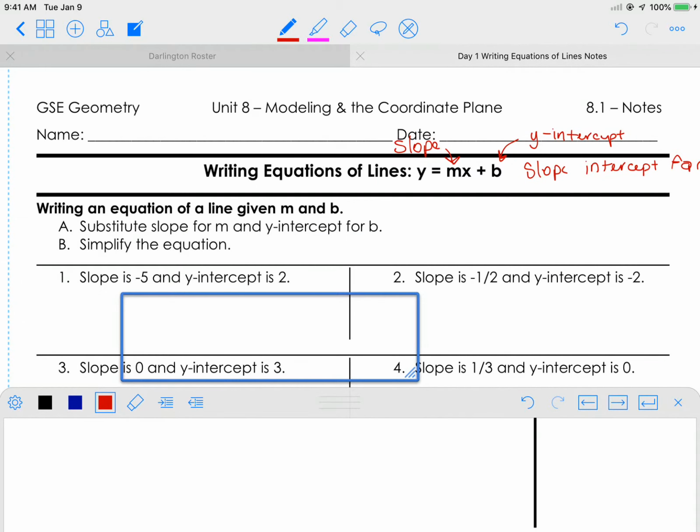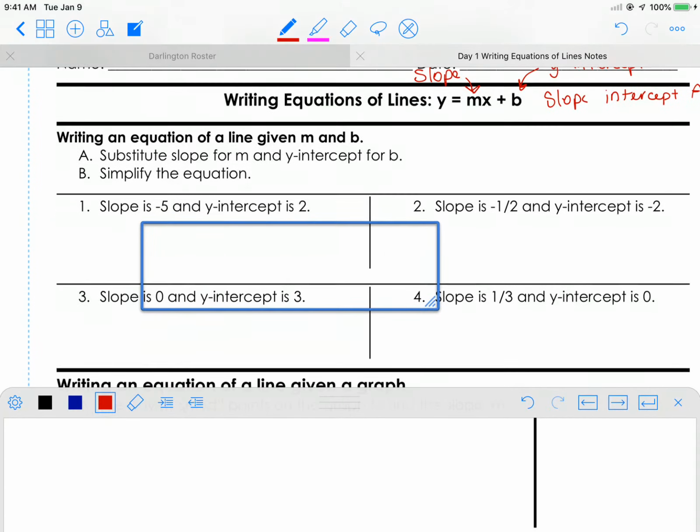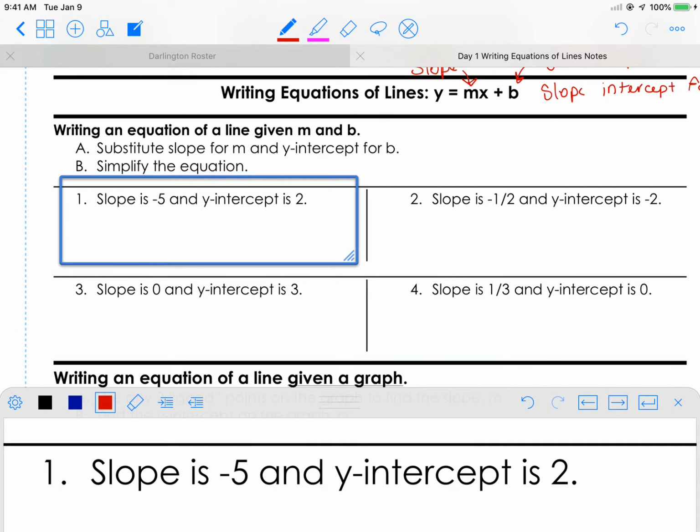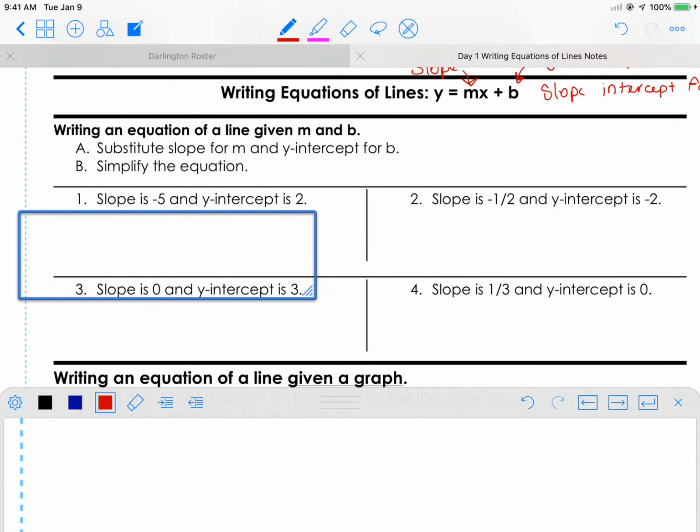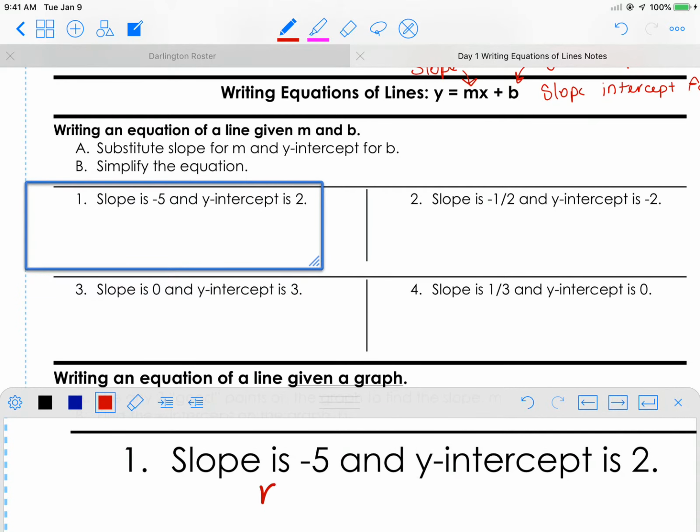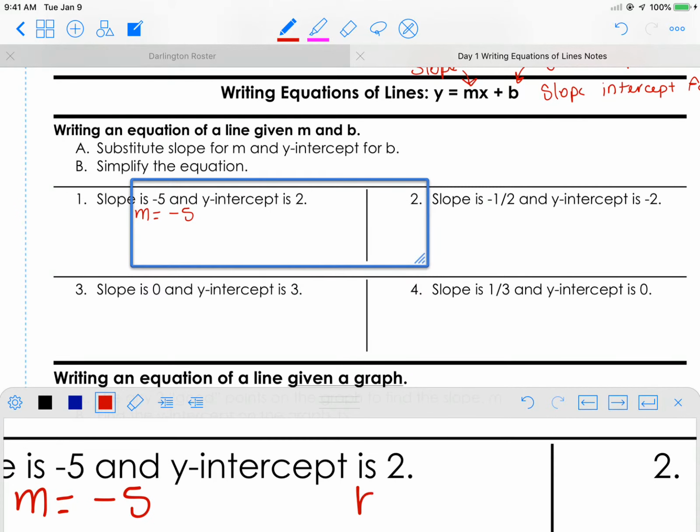Okay, and first off, we want to write an equation, and we're given the slope and the y-intercept. So we're going to take our equation, plug them in, and then simplify. So I look at number 1. Slope is -5, and the y-intercept is 2. So remember, slope is our m, so m equals -5. And y-intercept is b, so b equals 2.